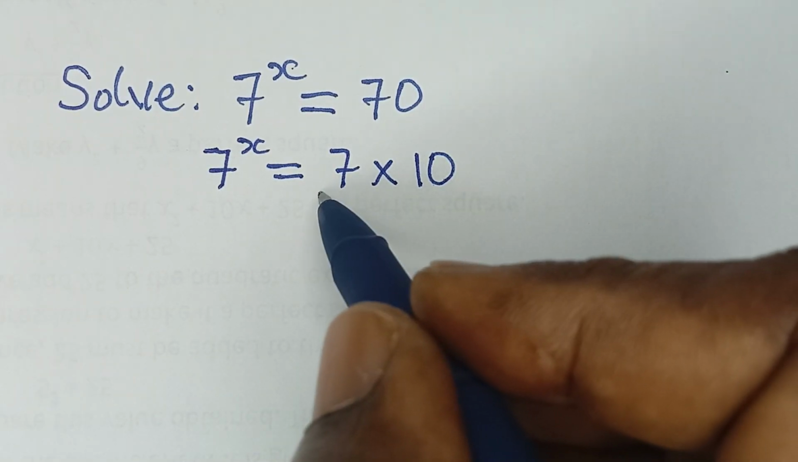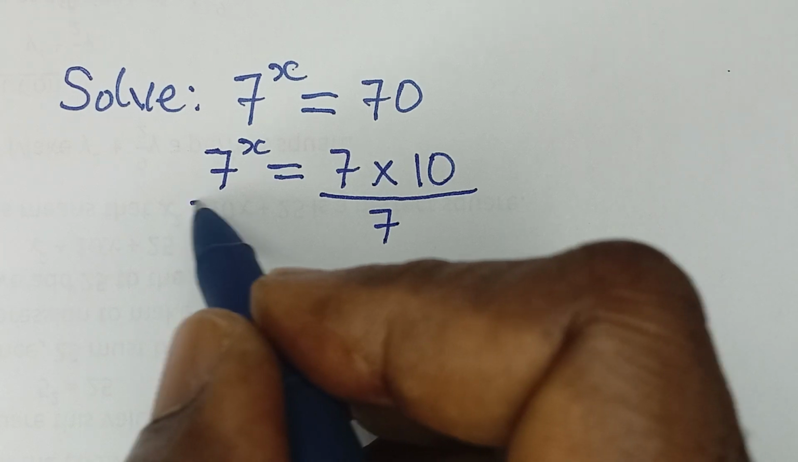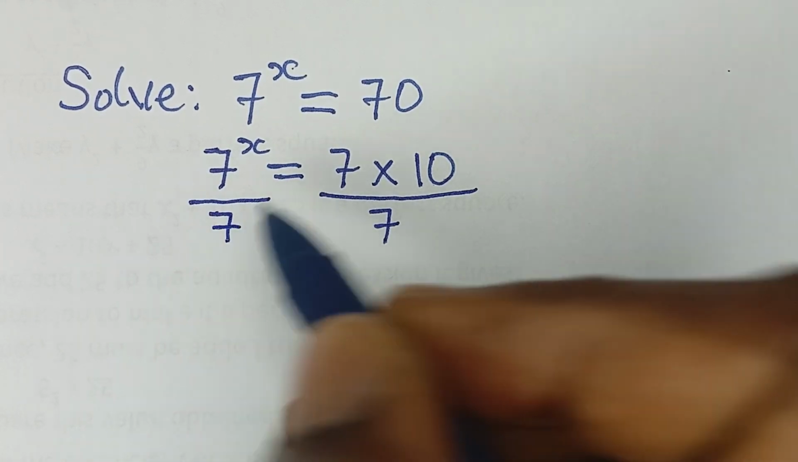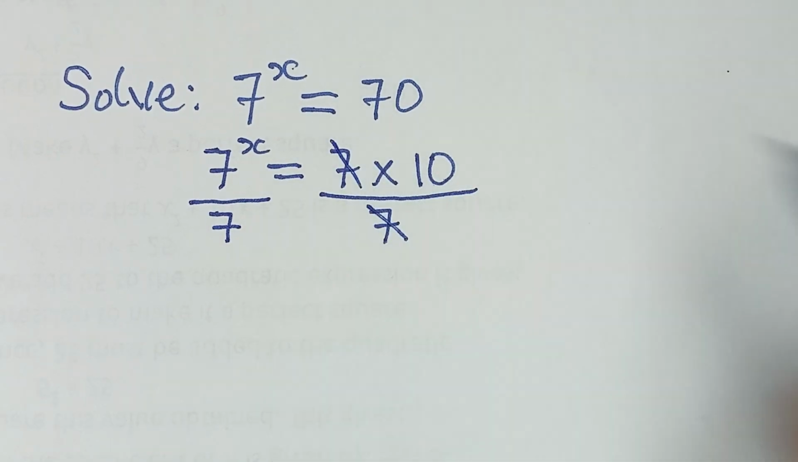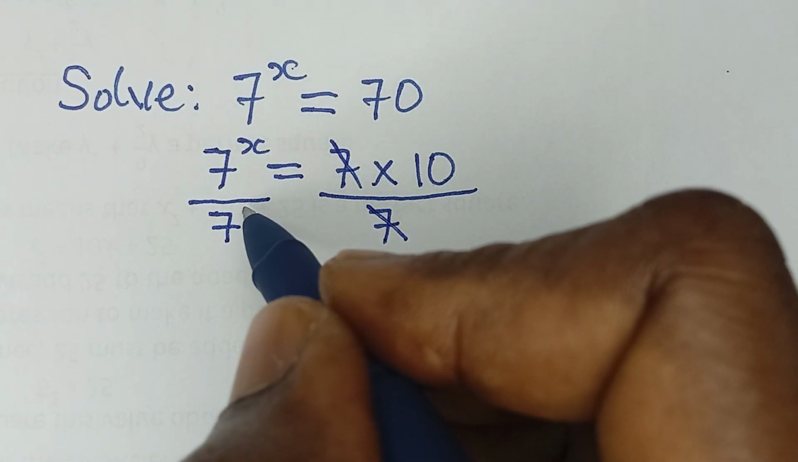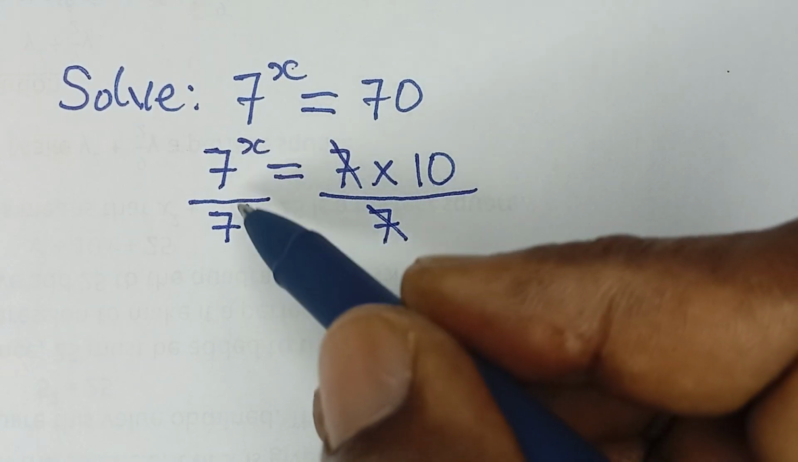Now we can divide both sides by 7 because there's 7 on this side. So we divide both sides by 7. With that, the 7 cancels the 7, and then don't forget that this is like 7 raised to power 1. Because of that, we can subtract the powers.